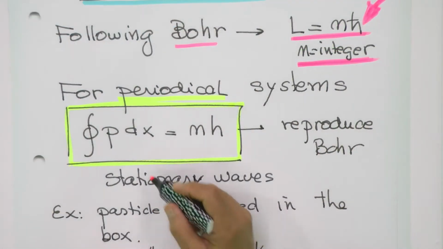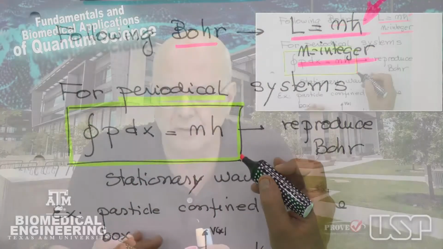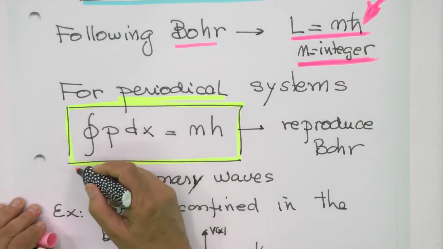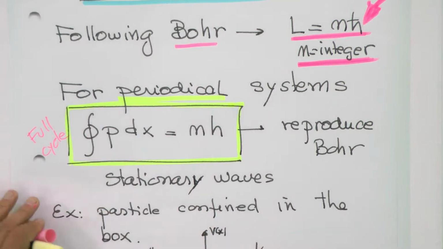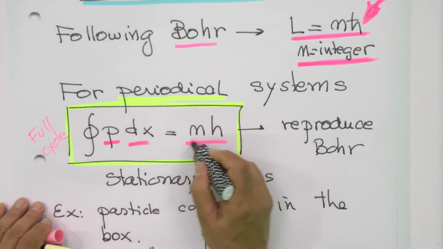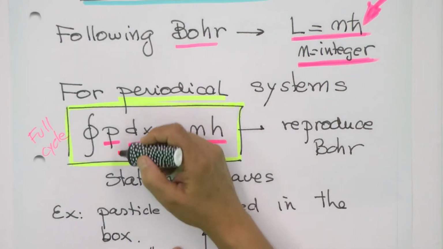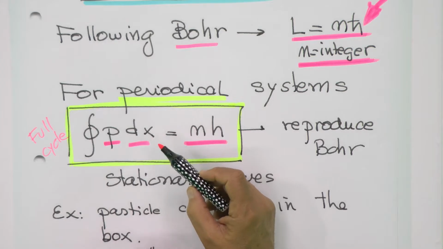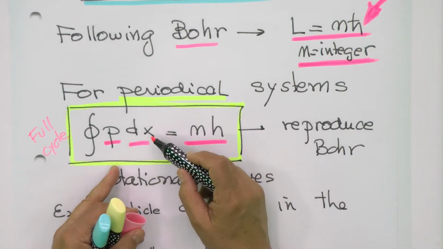But Sommerfeld said, well, look, if around one trajectory of the particle in any periodical conditions, one, two, three dimensions, if it is periodic, and this integral symbol means that I have to integrate over a full cycle. So if I integrate the momentum over the position in a full cycle, I must have an integer number times h. And that somehow generalizes Bohr, because if this is in an orbit, dx will basically be 2 pi r, 2 pi r d theta.